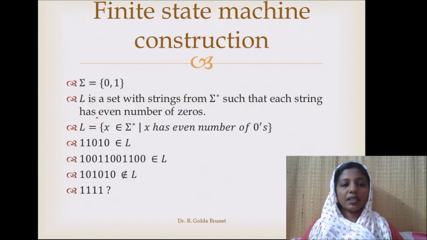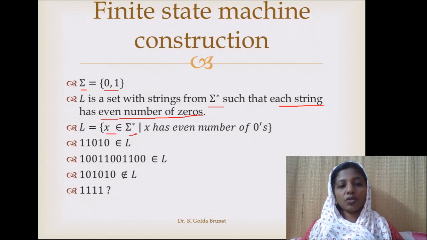Now let's consider an example to construct the finite state machine. Let sigma, the input symbols, be 0 and 1, that is, we are going to consider binary strings. L is a language for which we are trying to design the finite state machine. L is a set of strings from sigma star, that is binary strings, such that each string has an even number of zeros. So the number of zeros has to be even. L is the set of all X that belong to sigma star, such that X has an even number of zeros.